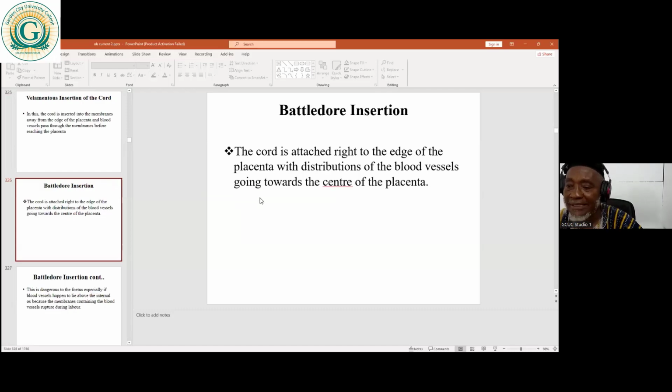Then you have battledore. The cord is inserted at the edge of the placenta. Instead of going to the middle, it goes to the edge of the placenta, and that one too is not a normal insertion.